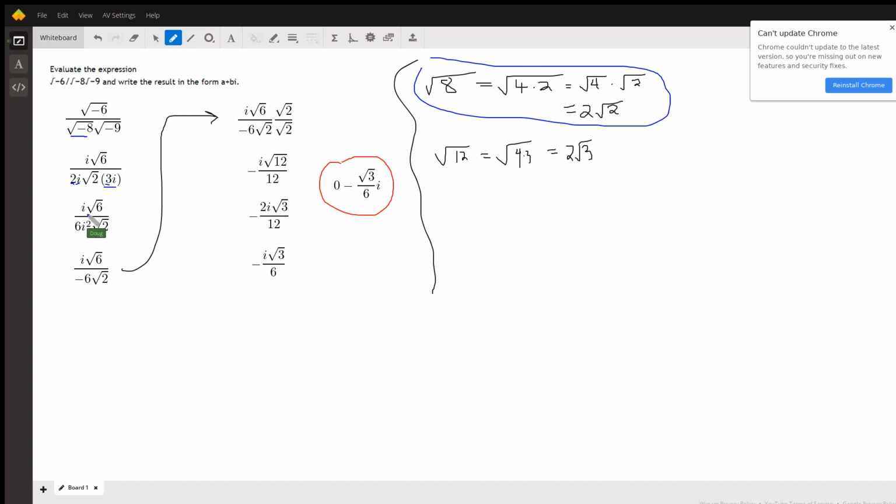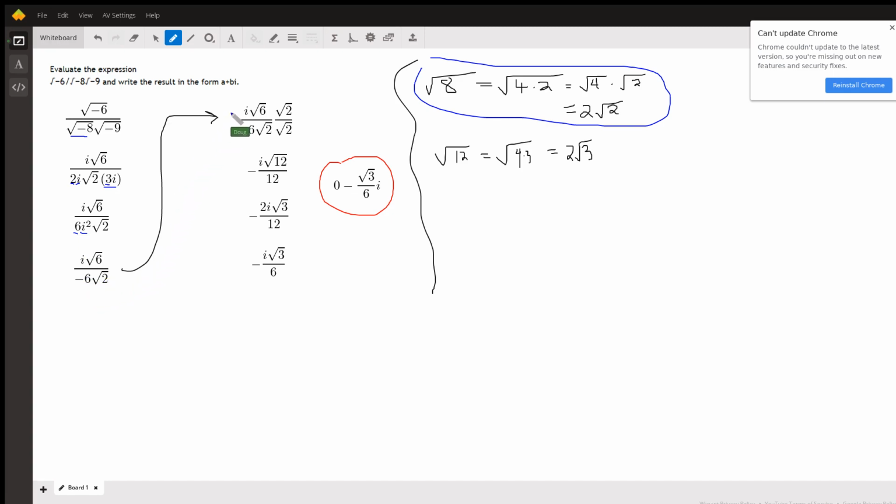I see 2 times 3 is 6. i times i is i squared. And I still have this factor of the square root of 2. Finally, this i squared is negative 1. So I can convert the denominator to look like negative 6 square root of 2.